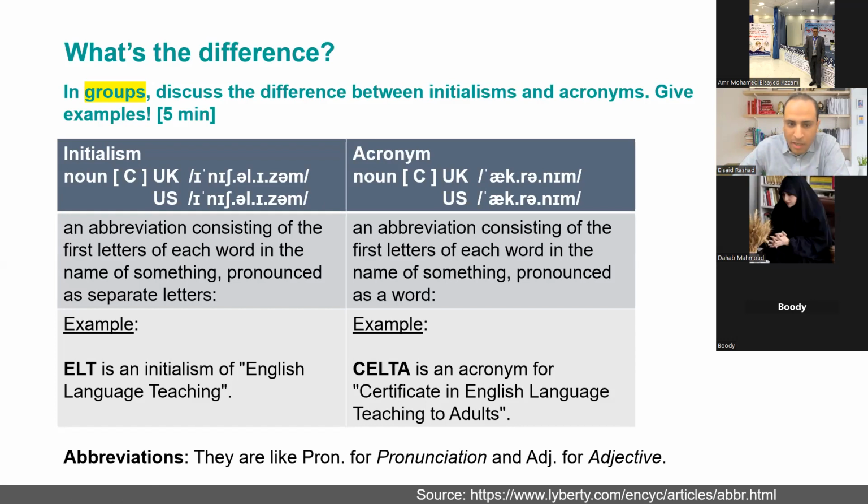Abbreviations can be like PRON, this one. PRON is for pronunciation. ADJ is for adjective. N is for noun. V is for verb. Prep is for preposition, and so on. All these are abbreviations, but to be more specific, it's an initialism when we say the first letter of each word separately. When we say all the letters as one word, it's an acronym. All right, do you have any question about this?